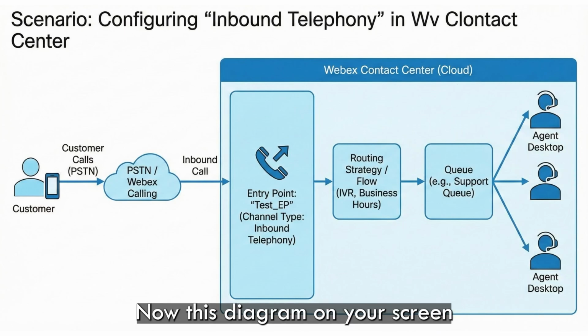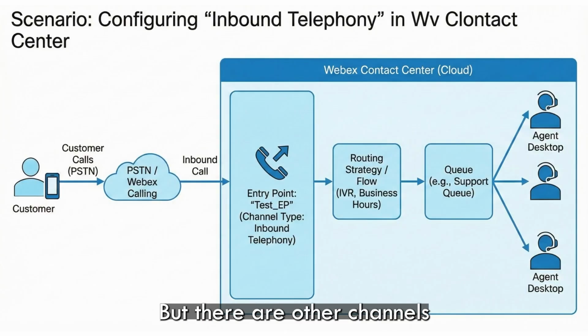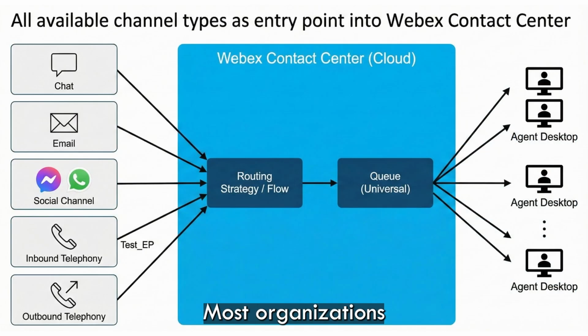Now, this diagram on your screen shows the inbound channel, but there are other channels as well. Most organizations have multiple ways of reaching them. For example, in case of a bank or an ISP, you can pick up one of the many channels to reach out to them. You can contact them via chats, emails, social media, inbound telephony, or by getting a call scheduled via outbound telephony. All of these options are different channels for the customer to reach out to the organization. And it is up to the customer's convenience which channel they choose to reach out to the agent.